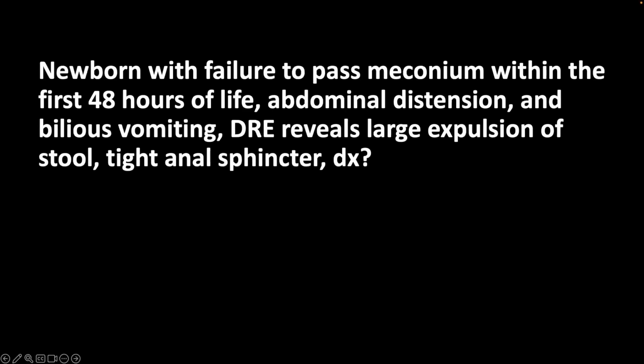Now we have a newborn with failure to pass meconium within the first 48 hours of life, abdominal distension, bilious vomiting, and a DRE reveals large expulsion of stool. There's a tight anal sphincter. What are we concerned for? This would be concerning for Hirschsprung's disease, and the large expulsion of stool is known as the squirt sign.